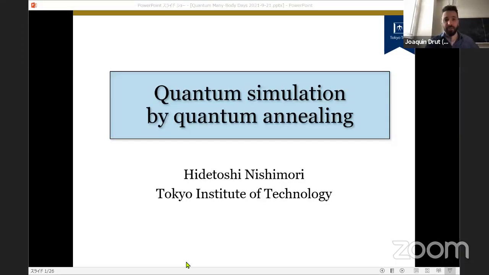We're very happy, I should say, to have Professor Nishimori today joining us in giving this first talk of the day. He studied at the Department of Physics of the University of Tokyo, and after obtaining his PhD, he spent some time as a postdoc at Carnegie Mellon and at Rutgers University in the United States. He then returned to Japan, where he joined the faculty of the physics department at Tokyo Institute of Technology. And more recently, he moved to the Institute of Innovative Research, where he leads the quantum computing research unit. He specializes in quantum annealing and physics of disordered systems. And in fact, today he will tell us about quantum simulation by quantum annealing.